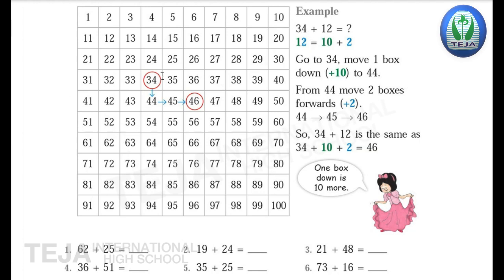Okay, children. Now see here, the first number is 34. So here 34 is circled. See the arrow: when it moves down one box, what happened? When it moves down one box, it is plus 10. So 34, when it moves down, becomes 44. So how much has it increased? It is increased by 10.